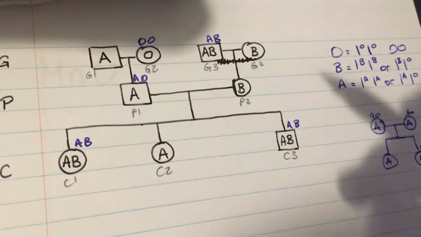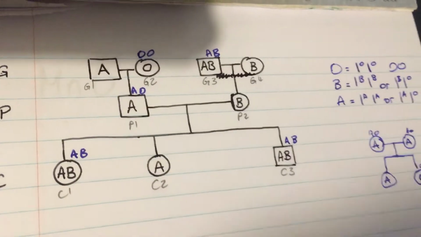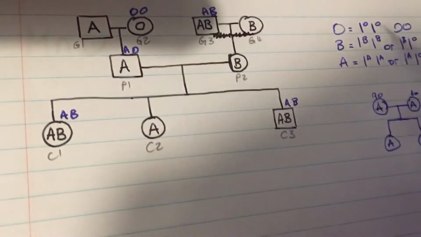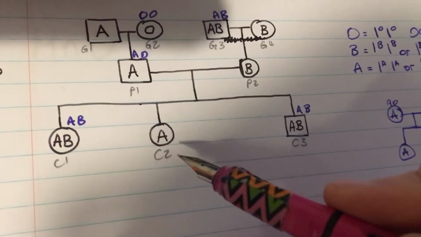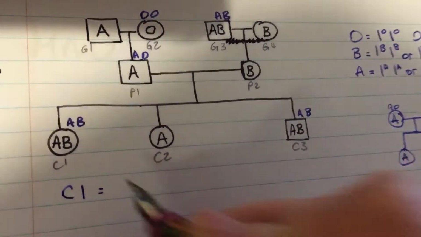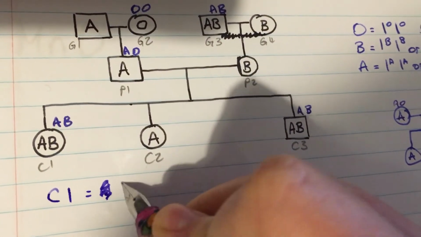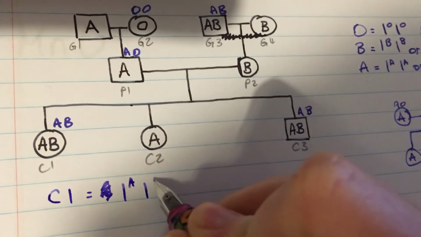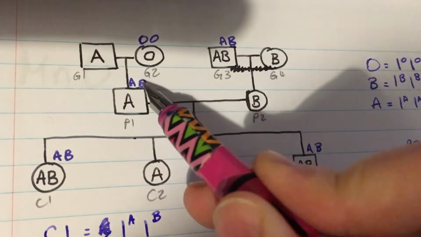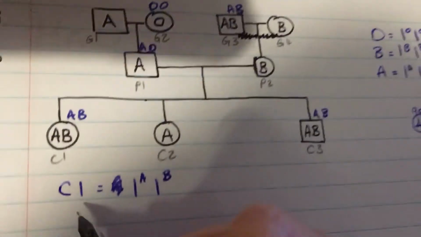So the question says C1, C2 and P2, what are their genotypes? So by writing in all of the ones that we can figure out, we've already got a step ahead of ourselves. So C1, it must be AB because that's the only way you can get the phenotype AB. So I'm going to write it properly down here. I've just written it imperfectly on here just for notes.